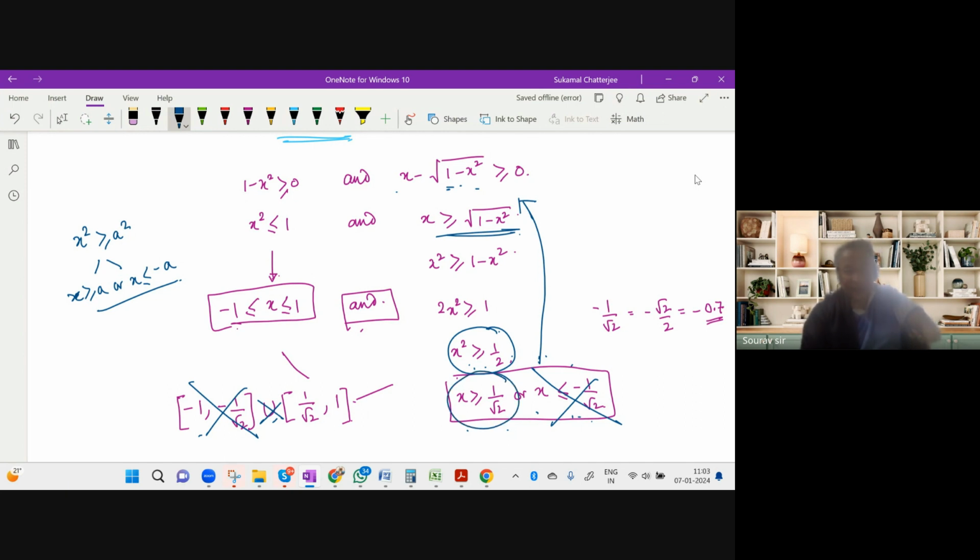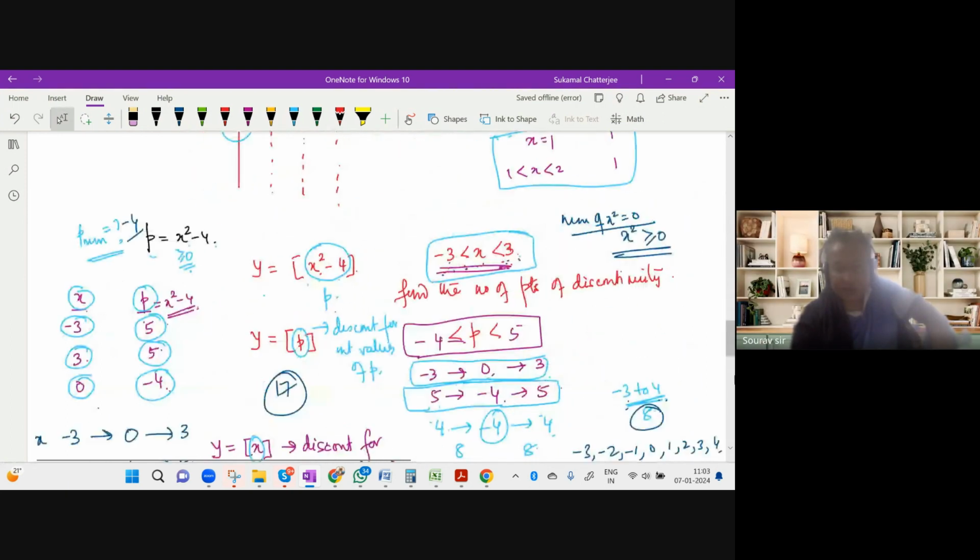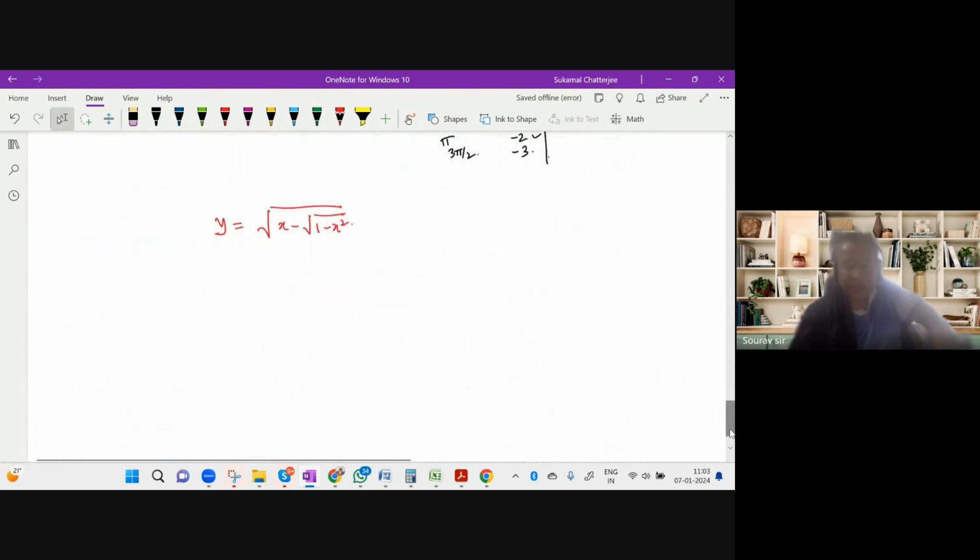So this is the only solution. Therefore, this is the only solution, 1 by root 2. Now you just put that and find the range. So you put 1 by root 2. So what do you get? 1 minus half. So 1 by root 2, right? So 1 by root 2 minus 1 by root 2 will be 0. So when x is 1 by root 2, y will be 0.